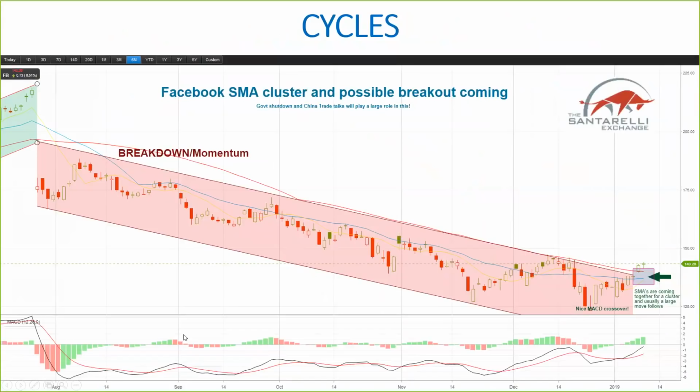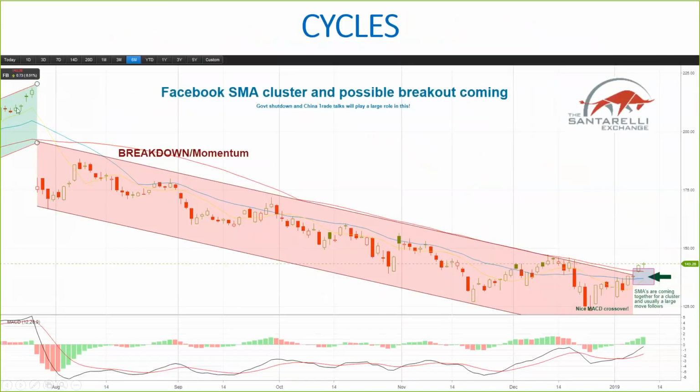Here's an example of Facebook, guys. Take a look at this. This is going all the way back from July. So at the end of July, Facebook started breaking down. And as you can see, it was almost up to $225 a share. That first day it crossed below that 20-day SMA here, that's a sign that things are heading south.